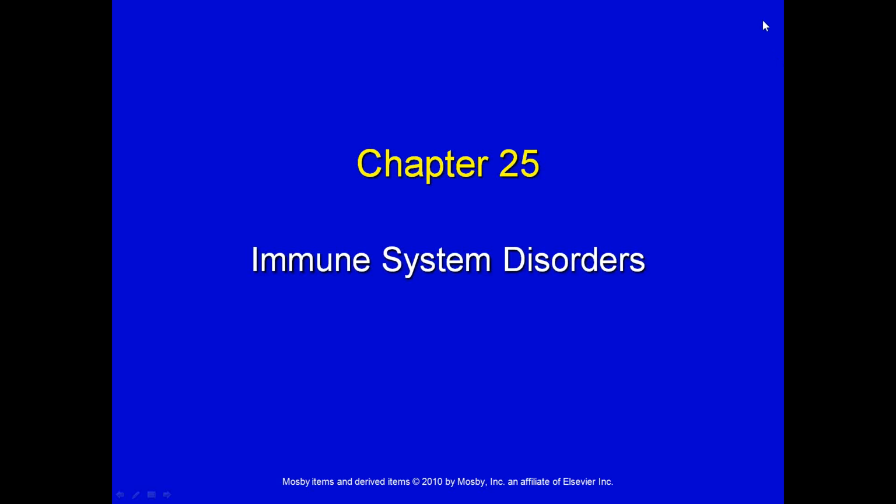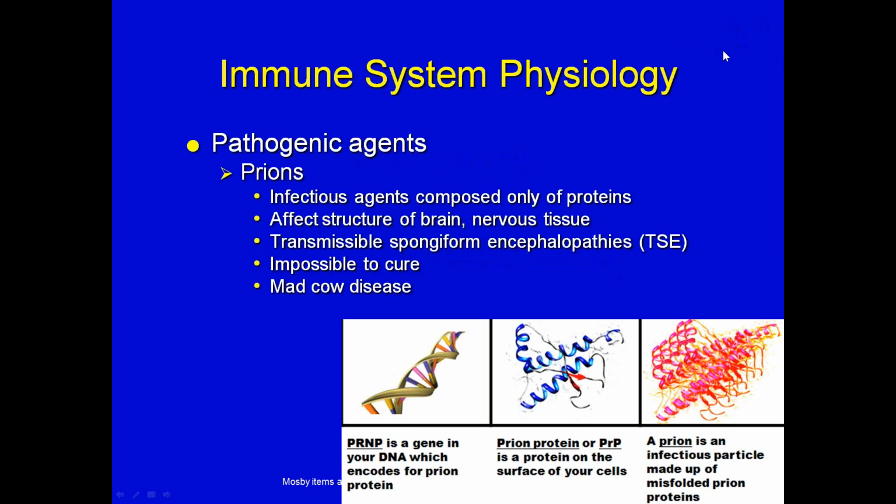All right, Chapter 25, Immune System Disorders. This involves, of course, conditions that either depress the immune system or cause illness. And illness is caused by pathogenic agents. They can be prions. Prions are infectious agents composed only of proteins. They can affect the structure of your brain and your nervous tissue. They can be transmissible spongiforms, causing encephalopathies.